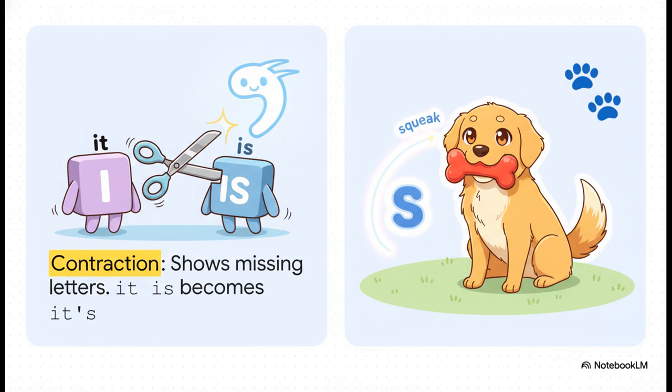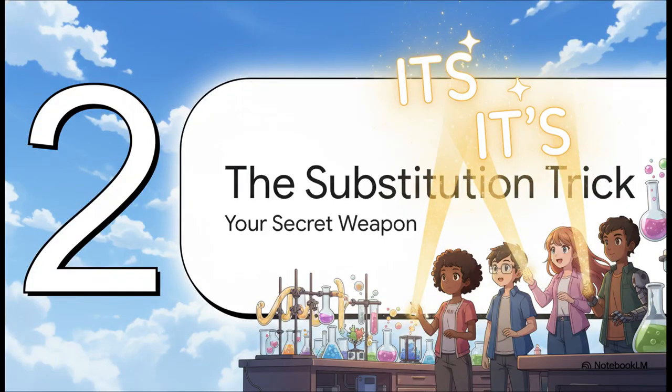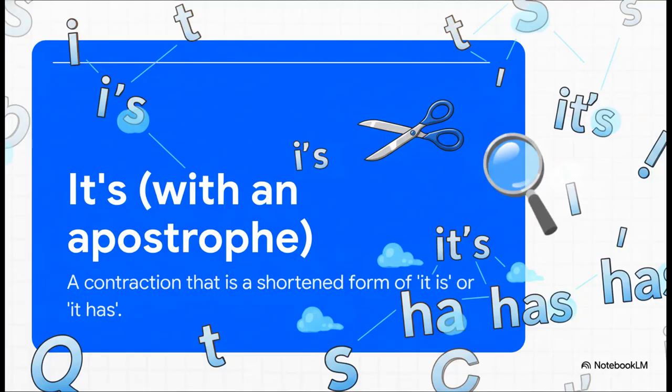So, which rule are we supposed to follow here? Well, this brings us to the main event. This is the one trick you absolutely need to remember. I like to call it the substitution trick, and believe me, it is your secret weapon to never making this mistake again. First things first, let's get crystal clear on it's with an apostrophe. It is always, and I mean always, a contraction. It's just a shorter way of saying it is or it has. That apostrophe is literally standing in for the missing letter i in is.